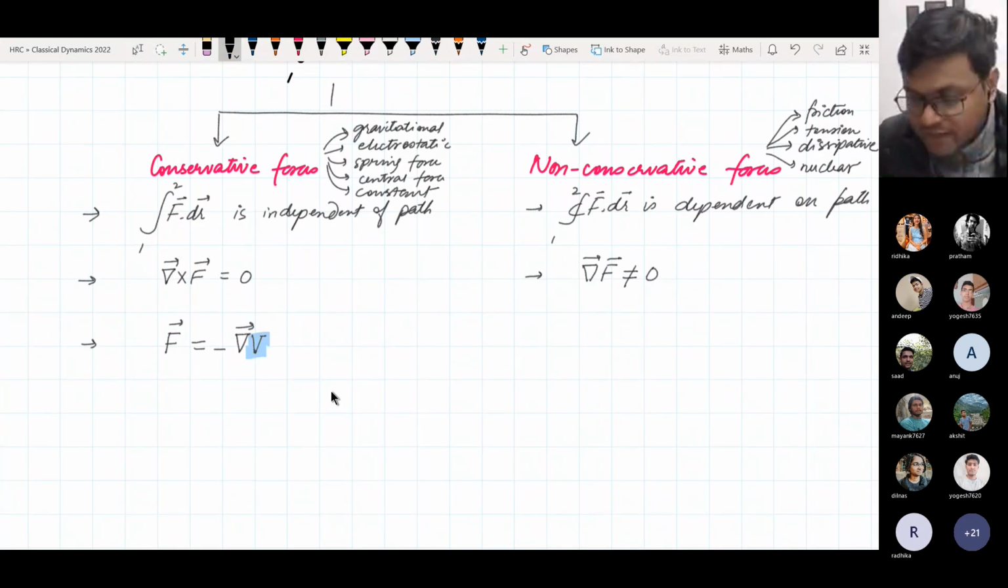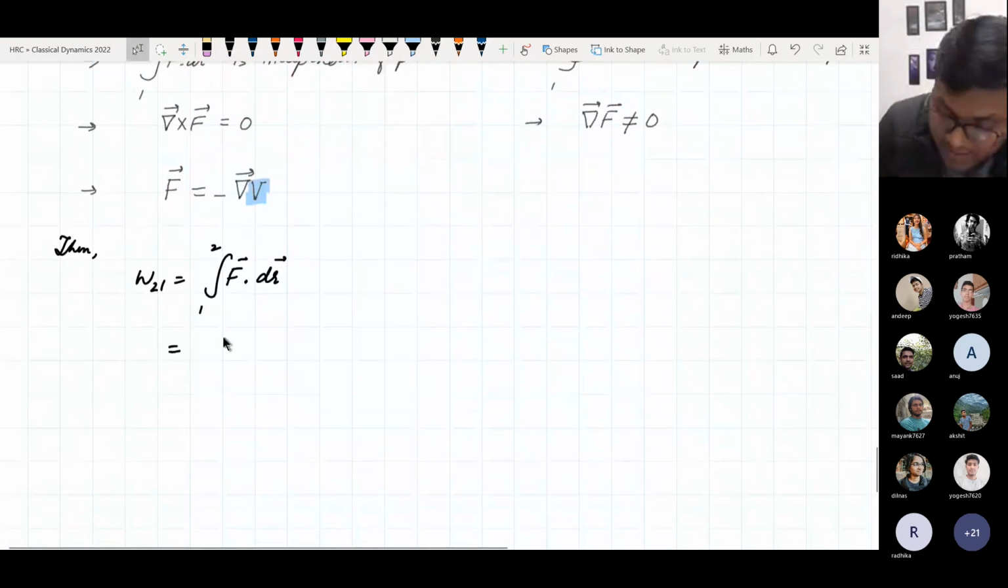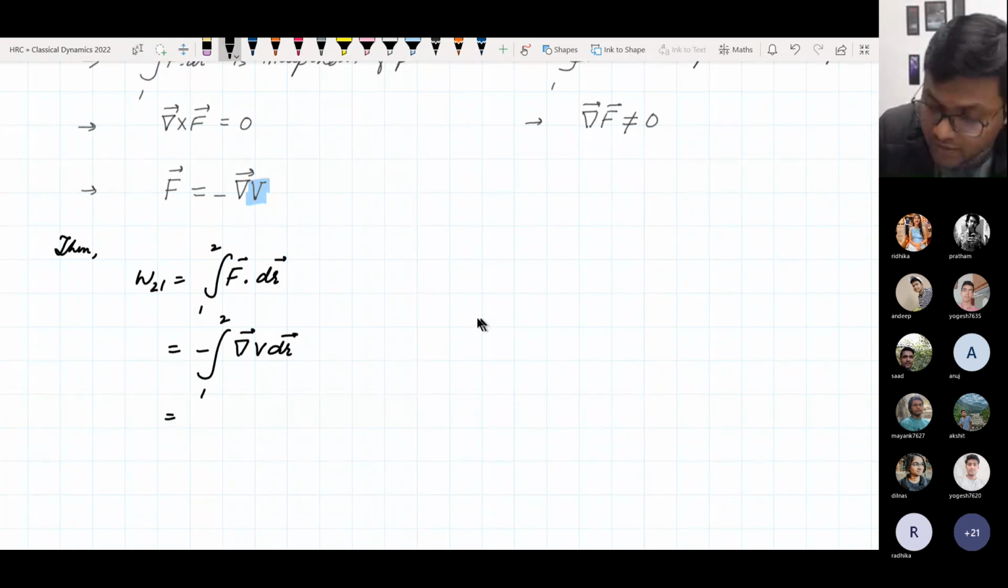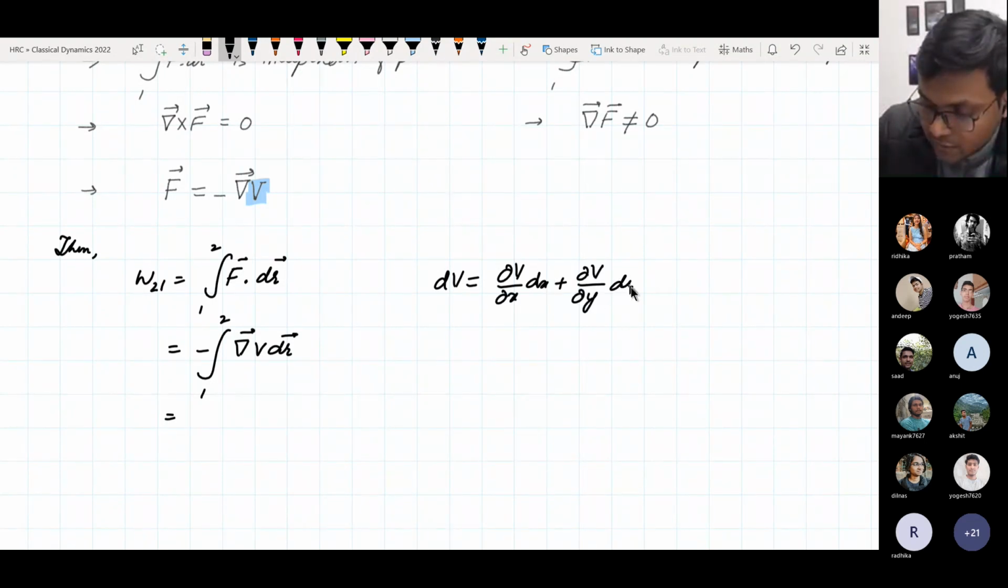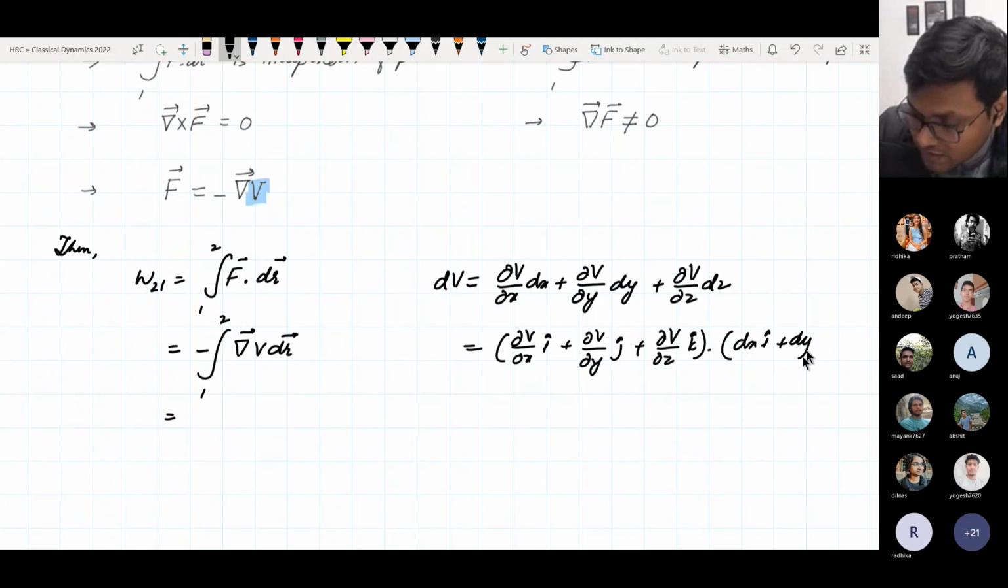So as I said, if the line integral of the force is independent of the path, then we can write the force in terms of a negative gradient of a scalar potential function, which is the potential energy. In that situation, if I define the work done as it goes from 1 to 2, this is F dot dr from 1 to 2. I can write F as negative del v, so the integral of negative del v dot dr from 1 to 2. Here I can write the total differential of v as del v upon del x dx plus del v upon del y dy plus del v upon del z dz. So this can be written as del v upon del x i cap plus del v upon del y j cap plus del v upon del z k cap, dot product of dx i cap plus dy j cap plus dz k cap.